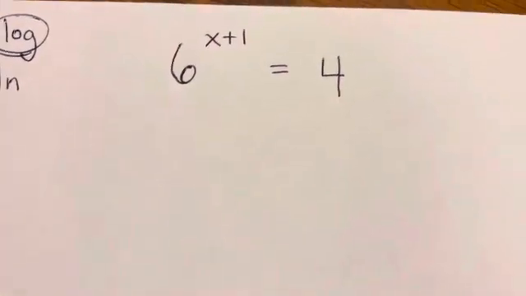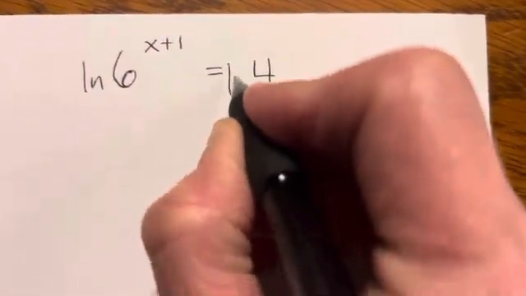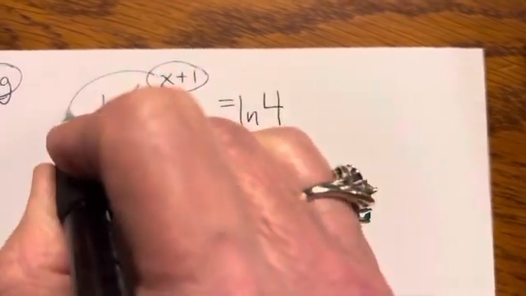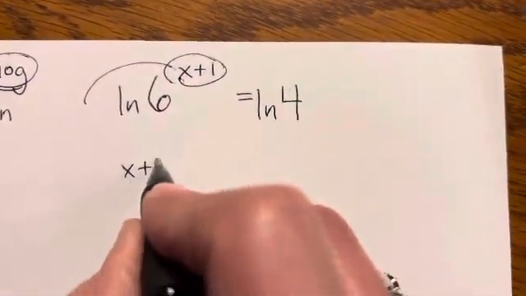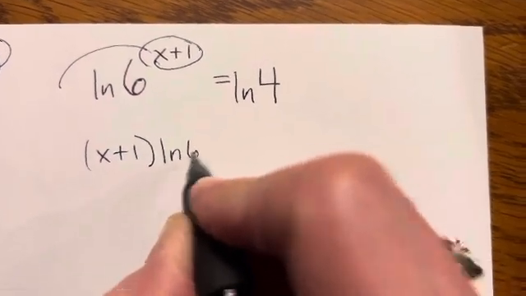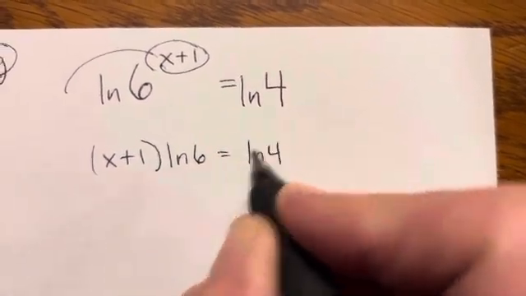All right, so let's come over here. And again, on this one, just for kicks, I'll use the natural log. Again, use either one you want. When you do that, it tells me I can bring this exponent out front. So I have x plus 1, I'm going to put that in parentheses, times the natural log of 6 equals the natural log of 4.